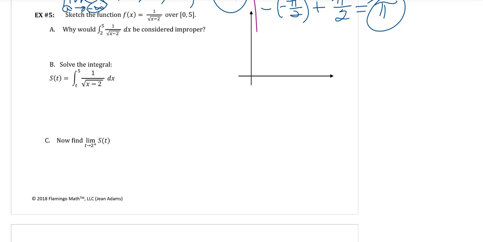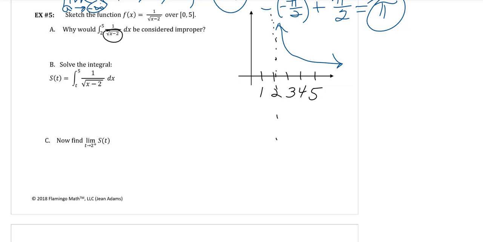Okay, so now in this problem, example 5, we're supposed to sketch the graph from 0 to 5. And why would this be improper? The idea is that when you see the graph, you're going to notice that it is not defined before 2, because you have a square root of x minus 2 in the denominator. So we have to be bigger than 2, and we can't be equal to 2 because that would be undefined. So the graph is going to look like that.